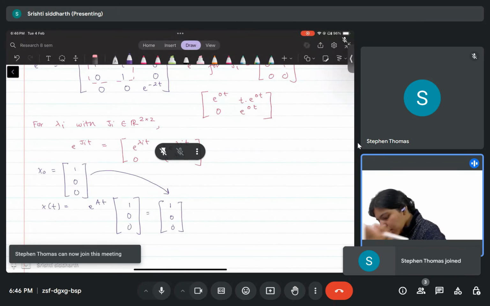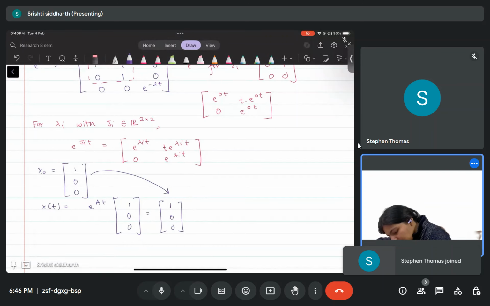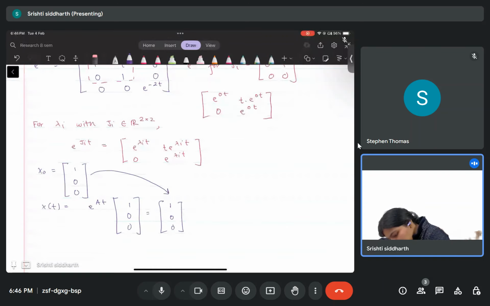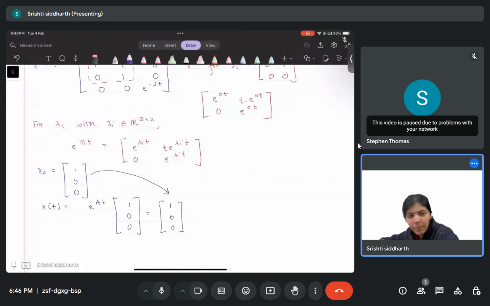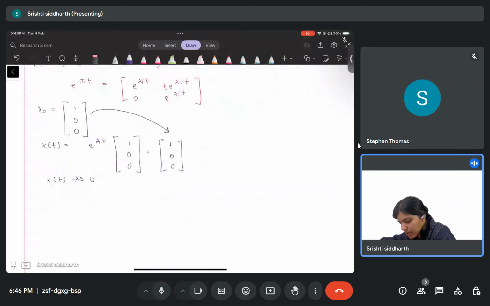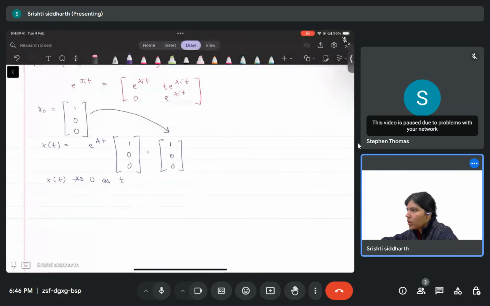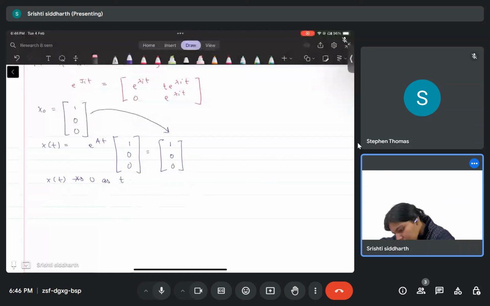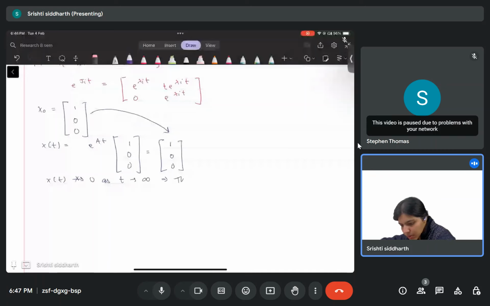Alright. So this means that x of t does not converge to 0 as t tends to infinity, right? Because it just remains 1, 0, 0. So this implies that the system is not asymptotically stable.